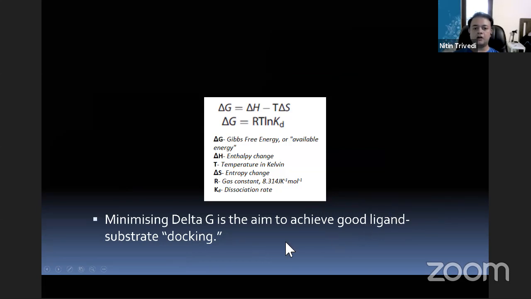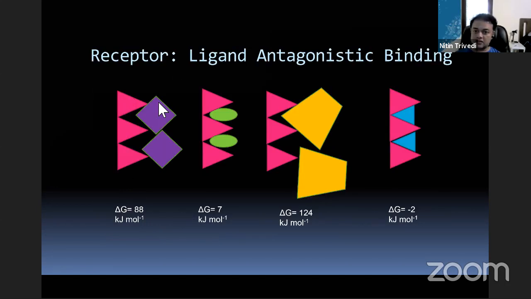A lot of free software is available for any kind of docking. You can do this at home to find which natural plant product is really good at attaching to the coronavirus spike proteins. So this is the purple ligand. Now you can see delta G is minus 88 kilojoules per mole.